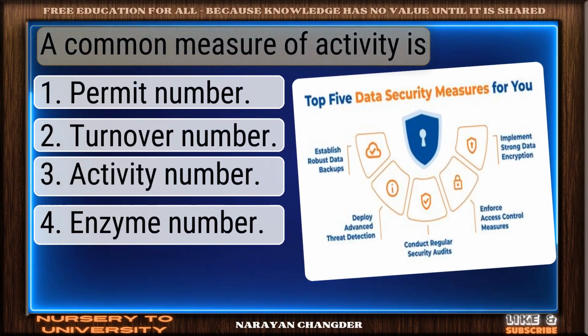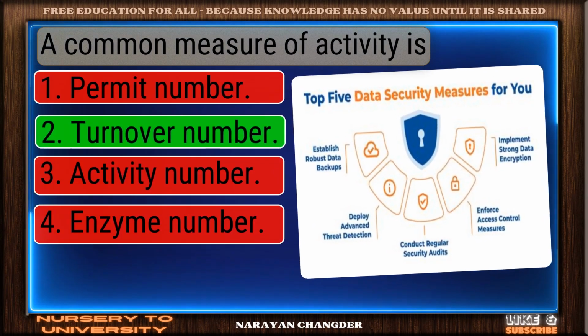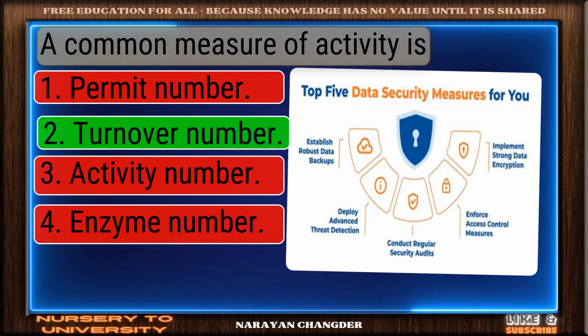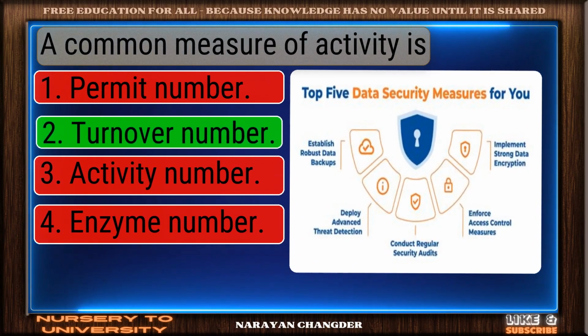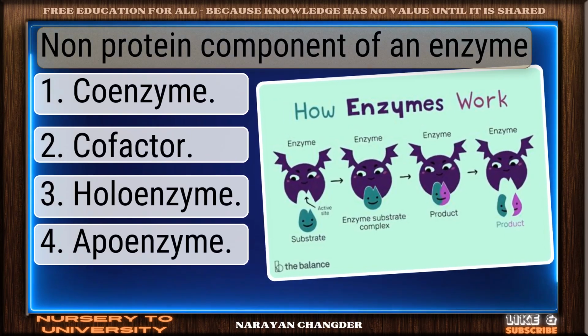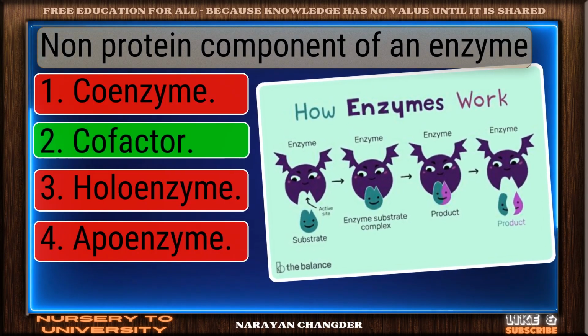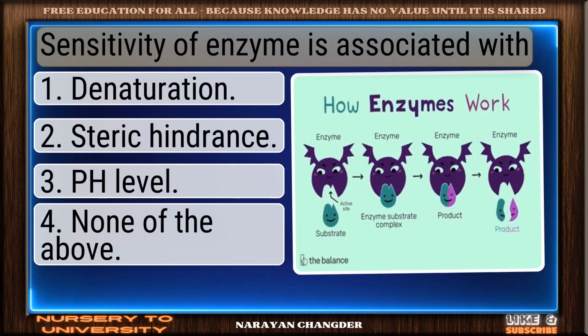A common measure of activity is. Nice selection. Turnover number is the correct and valid answer. Non-protein component of an enzyme. Bravo. Cofactor is the answer.